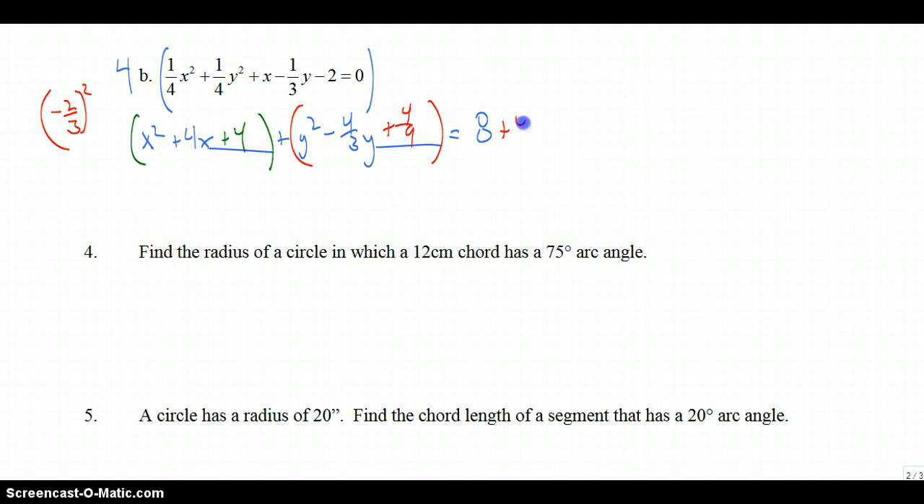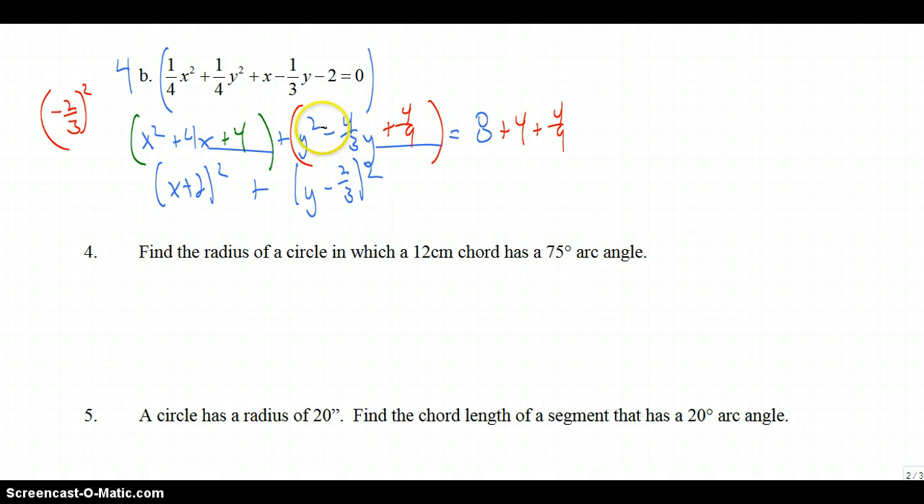Since I added 4 to the left, I have to add it to the right. I added 4/9 to the left, so I have to add that to the right. If I look at the factoring here, this is going to factor as (x + 2) squared. The second part is going to factor as (y − 2/3) squared, because negative 2/3 times negative 2/3 is 4/9. Negative 2/3 plus negative 2/3 is negative 4/3.